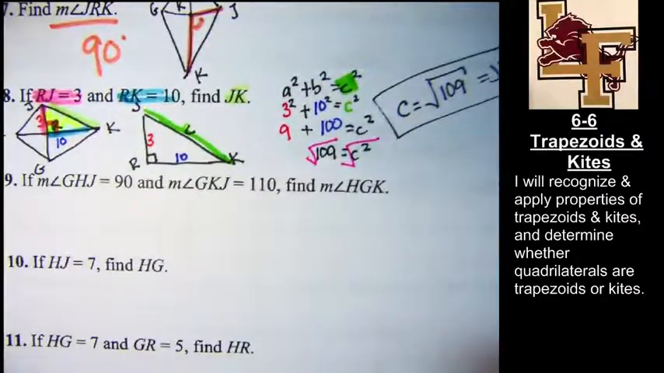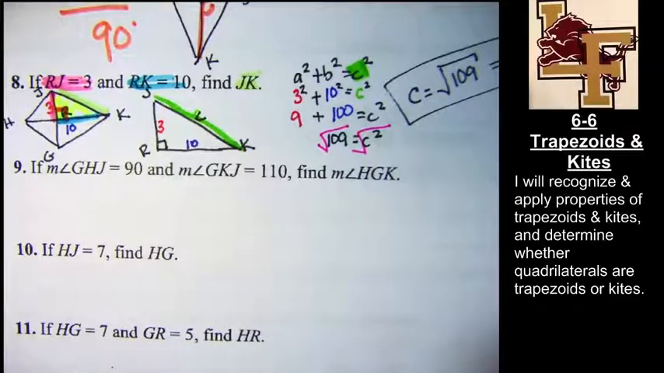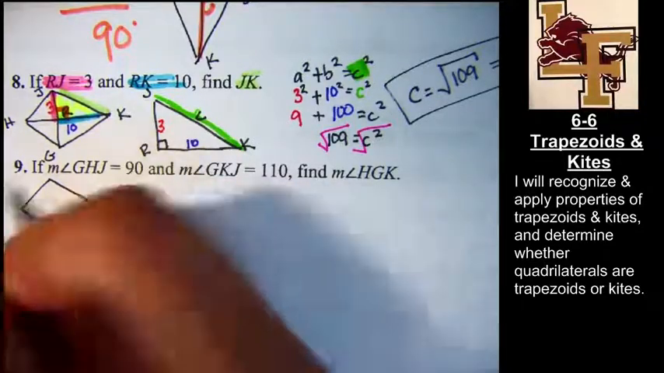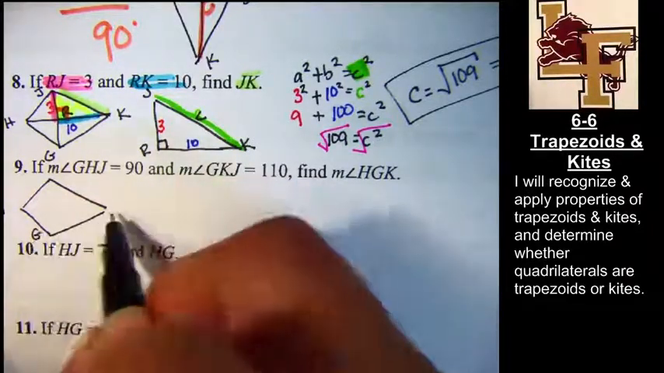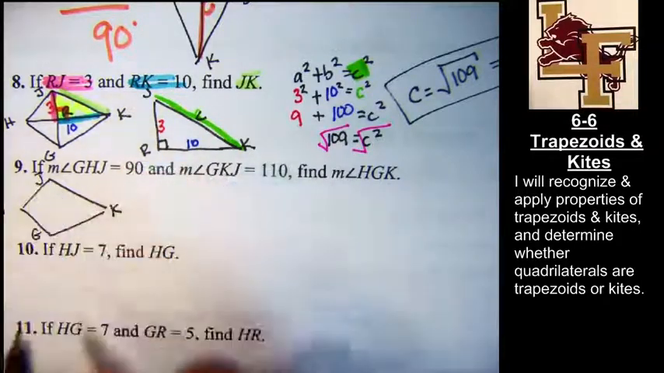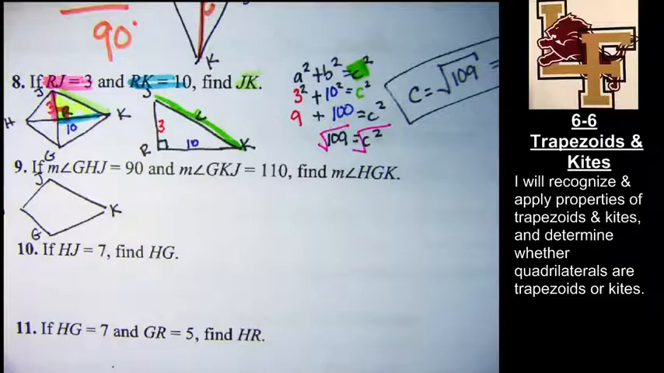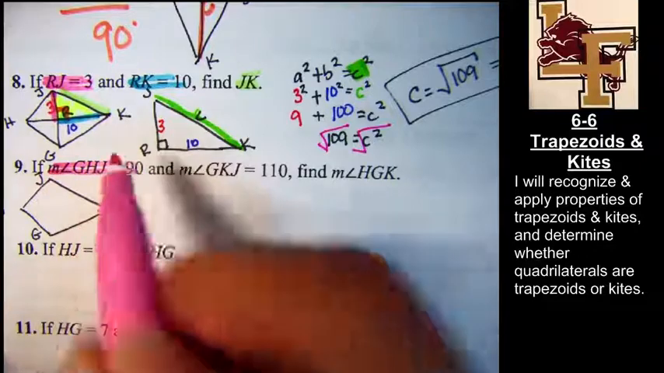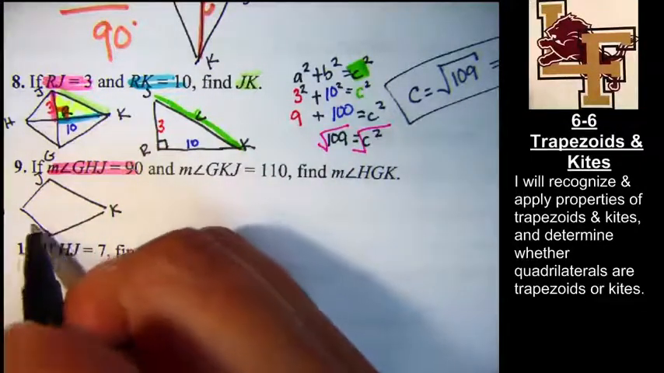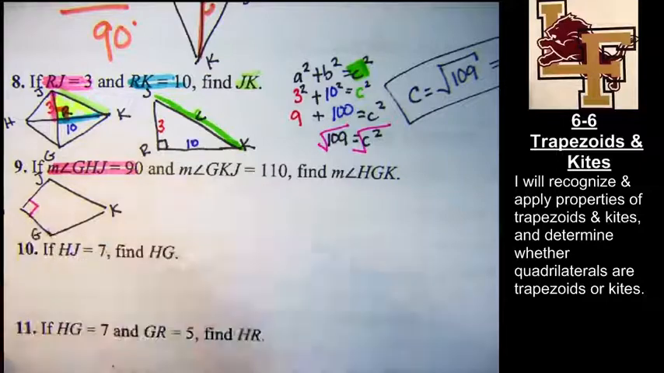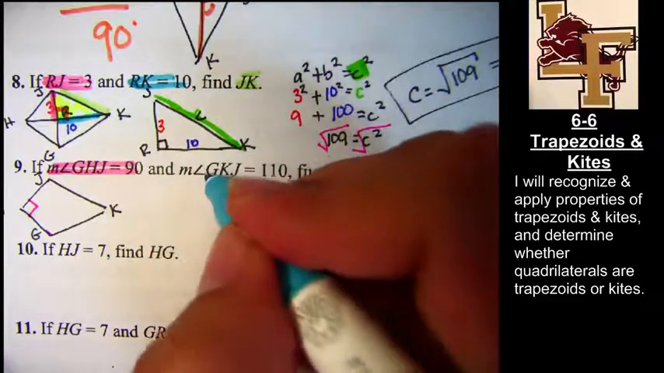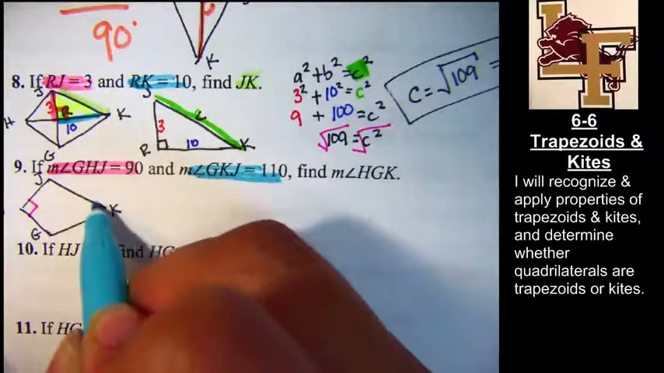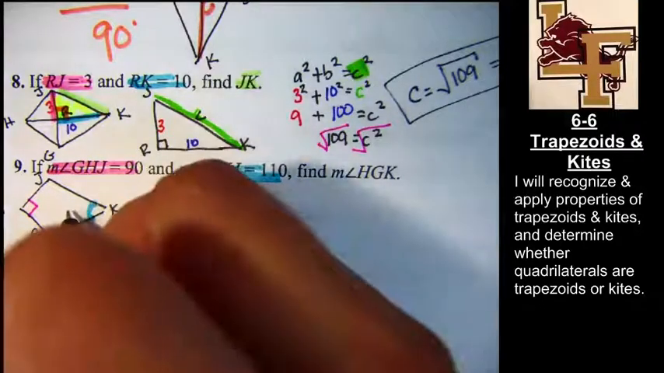All right, number 9. I need to redraw the figure again. There's my kite. H, G, K, J. All right, I'm told if the measure of angle GHJ is 90, so this angle right here, that's 90. And then the measure of GKJ, this angle right in here, that's 110.